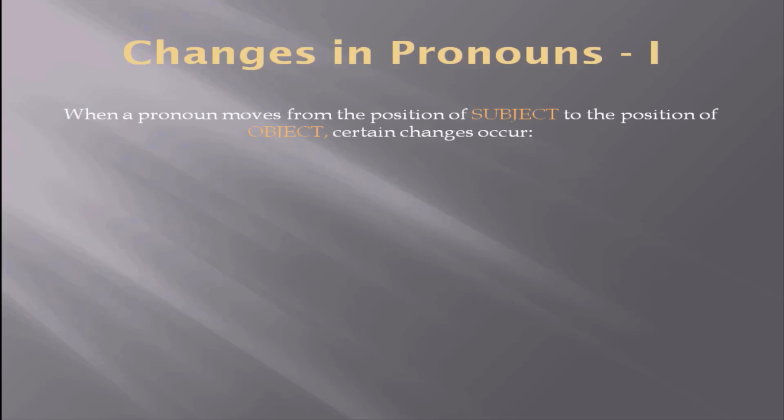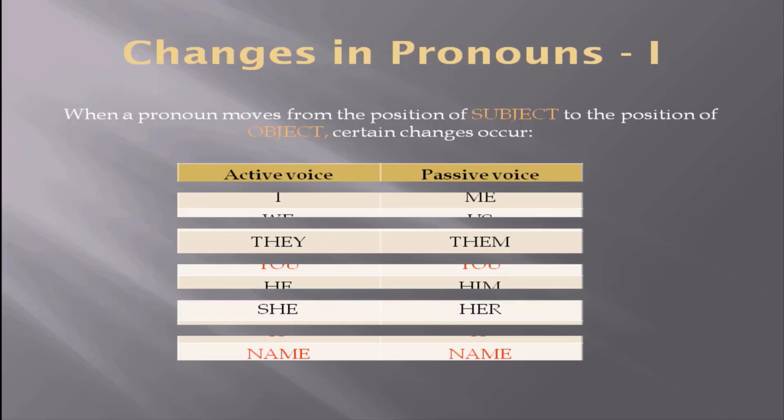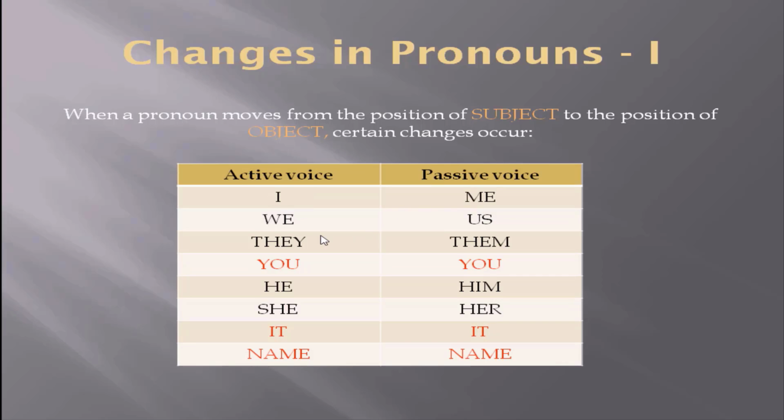When a pronoun moves from the position of subject to the position of object, certain changes occur. I changes into me, we into us, they into them, you remains you. It doesn't change. He changes into him, she into her, it remains it. And if there is any name, it will not change. It will be written as it is.